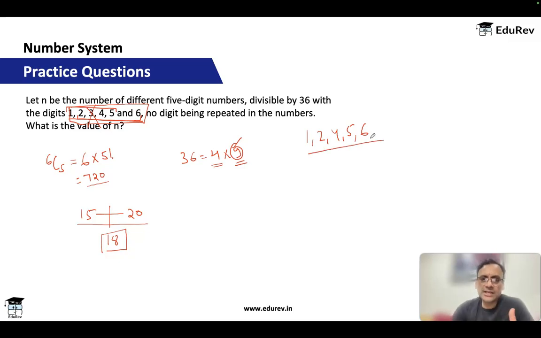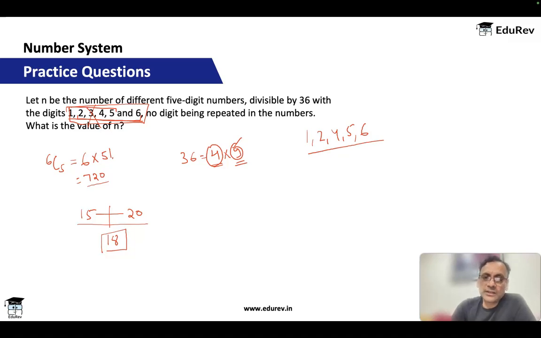Now the beauty of 9, as I told you, is that no matter how you arrange the digits, the number will always be divisible by 9, because the rule for 3 and 9 is only concerned with the digits, not with their position. But coming to number 4, it is of course concerned with position. It depends on the last 2 digits.